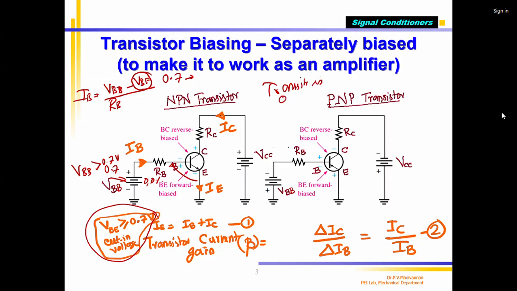The transistor is conducting when VBE is greater than or equal to 0.7 volt. That's what I mentioned. When this voltage is greater than 0.7, then only the transistor will conduct.